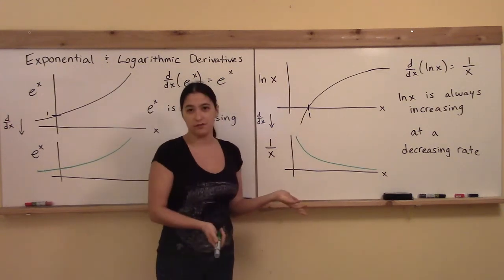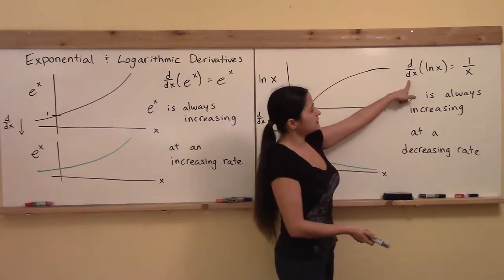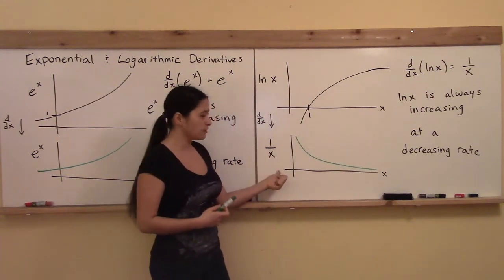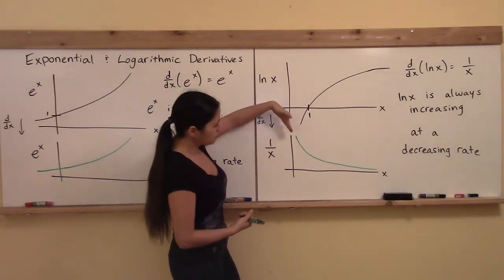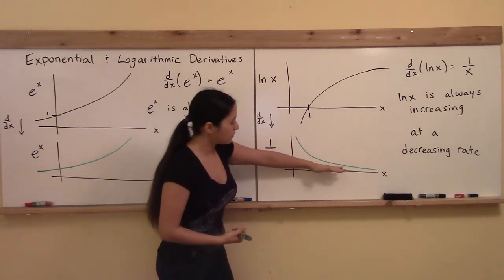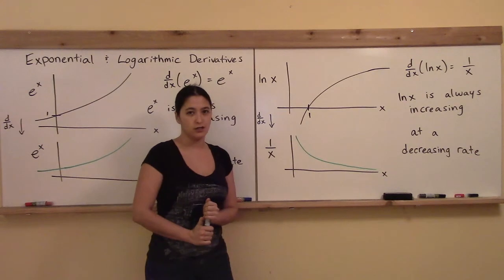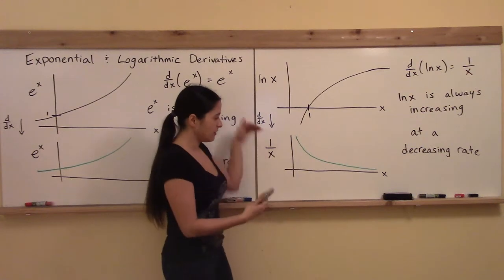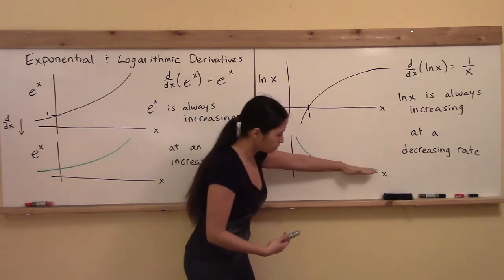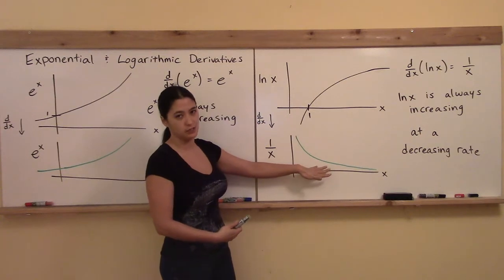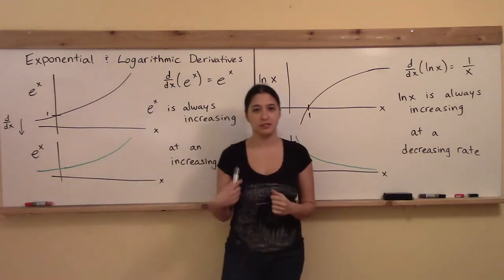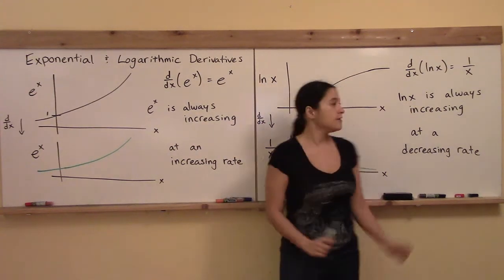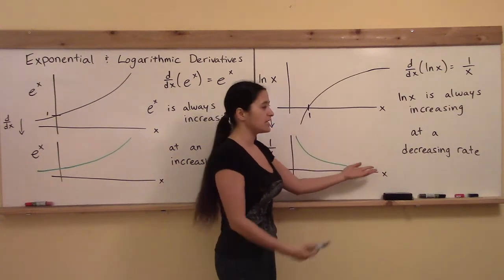Okay, so what's the derivative of ln x? I've written it right here. The d/dx of ln of x is 1 over x. And if you think about what the function 1 over x looks like, I've plotted it right here, and you can see that as x gets larger, the 1 over x function is getting smaller and smaller. So the rate of change of its derivative is negative. This derivative is always getting smaller and smaller, so this rate is always decreasing. That's the difference between these two functions. This one is always increasing, always at an increasing rate. This one is always increasing, but always at a decreasing rate.